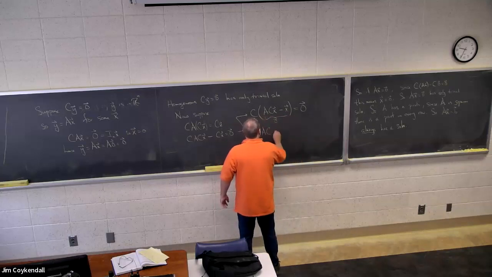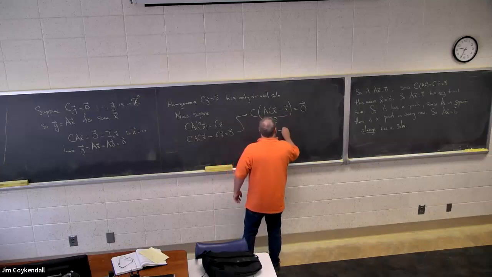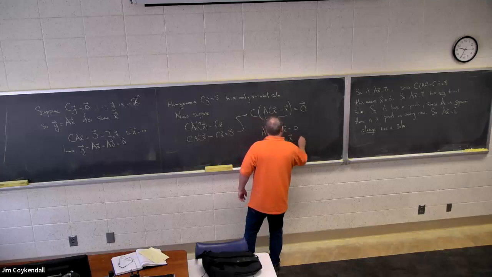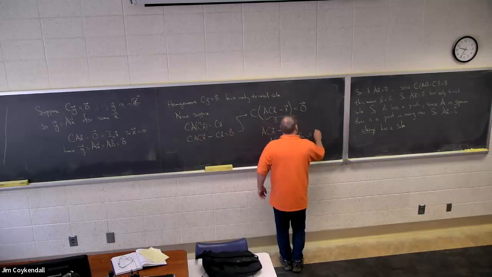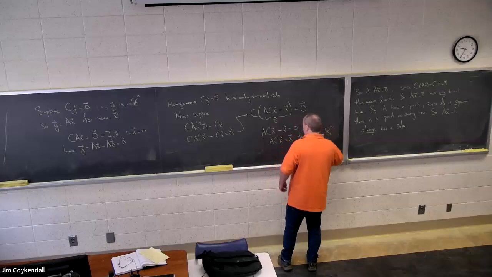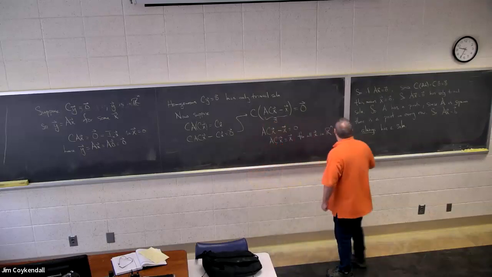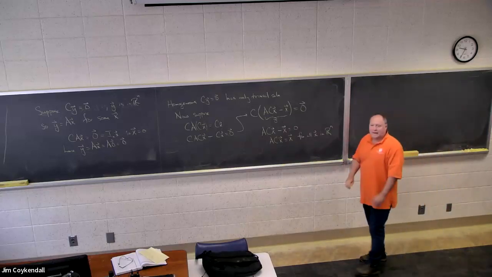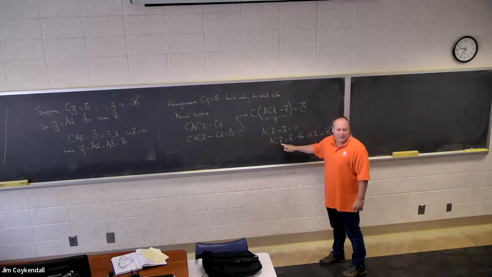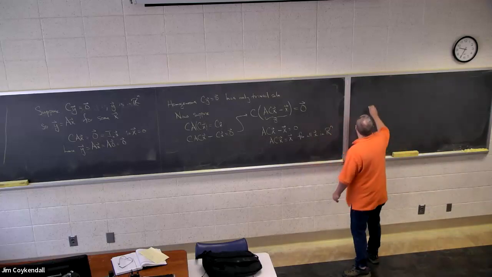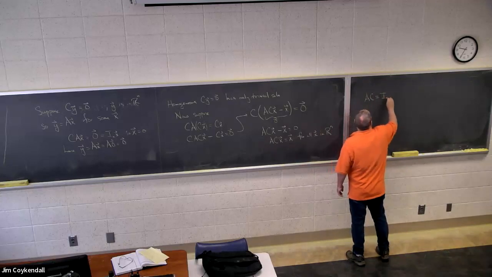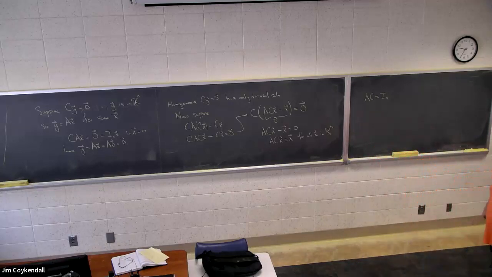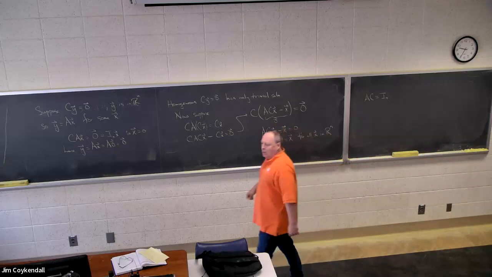So ACx minus x is 0. So ACx is equal to x for all x in Rn. So what does that mean about AC? That's right. This is a matrix and it fixes every vector. So AC is the identity. So we started with CA being the identity. Now we know AC is the identity. So that actually proves a stronger statement than what we had. Okay, any questions?